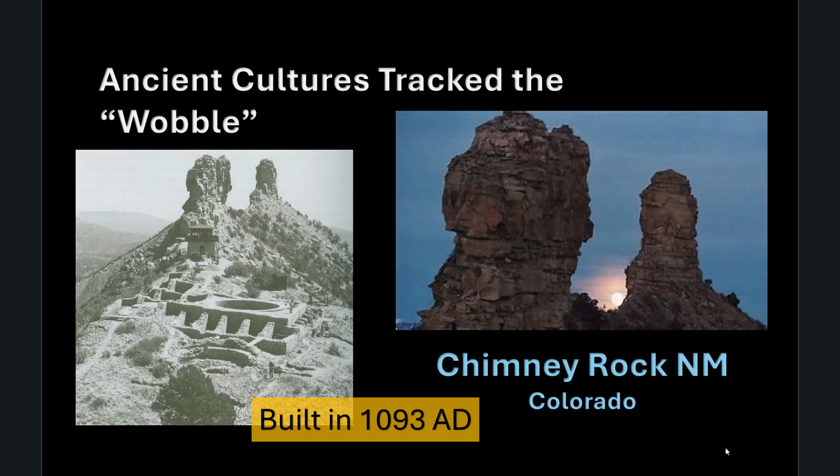As it turns out, as you look from that location where that kiva is, at the two rocks in the distance, when the moon is at one of the extremes of that wobble, so that wobble causes the moon's orbit to shift north and south, at the point where it was shifted to the far southern extreme, it comes up right between those two rocks. And this is why they built the kiva there, because in 1093, the moon was at its extreme standstill.